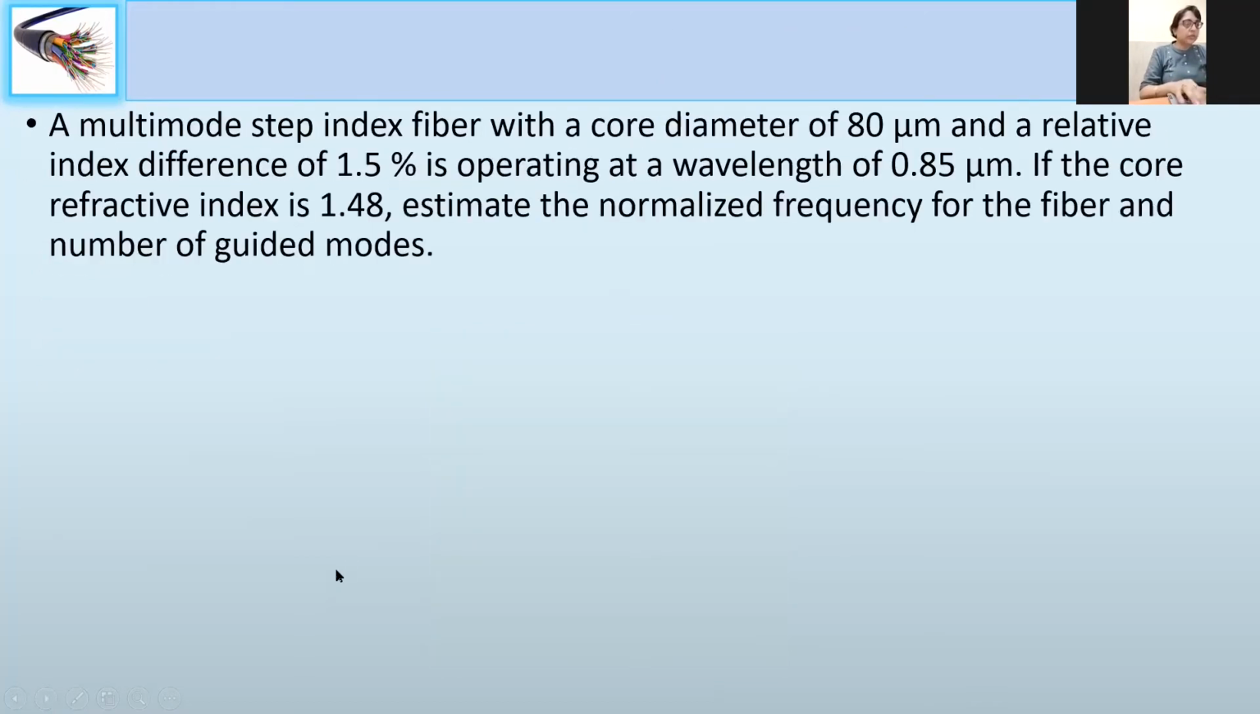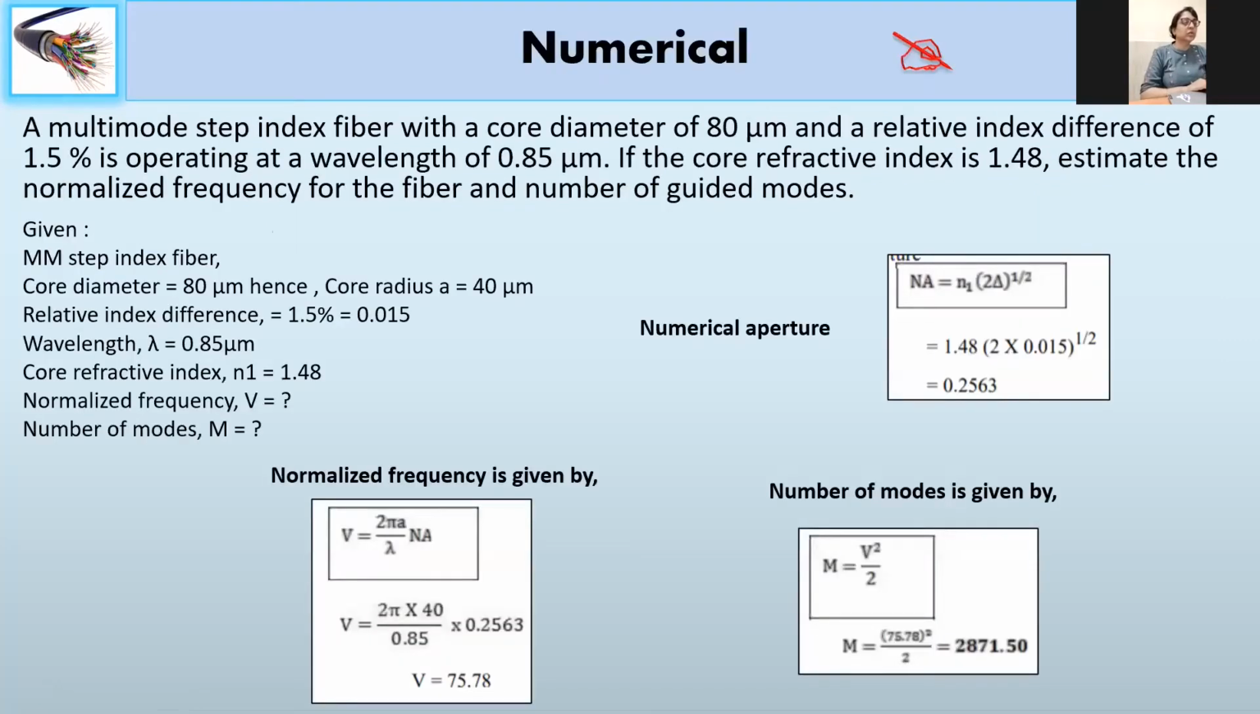So now we need to solve some more numericals on this topic. You are given a multi-mode step index fiber with the dimensions given, and the relative refractive index is also given as 1.5%. If the core refractive index is 1.48, estimate the normalized frequency and the number of guided modes.